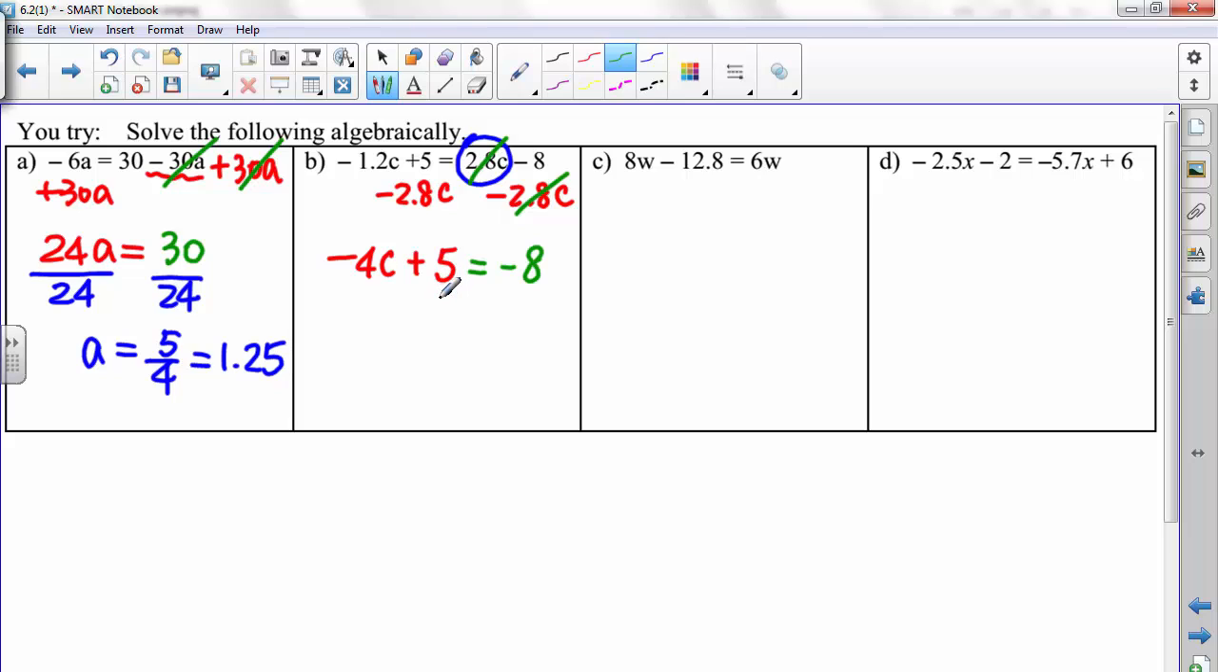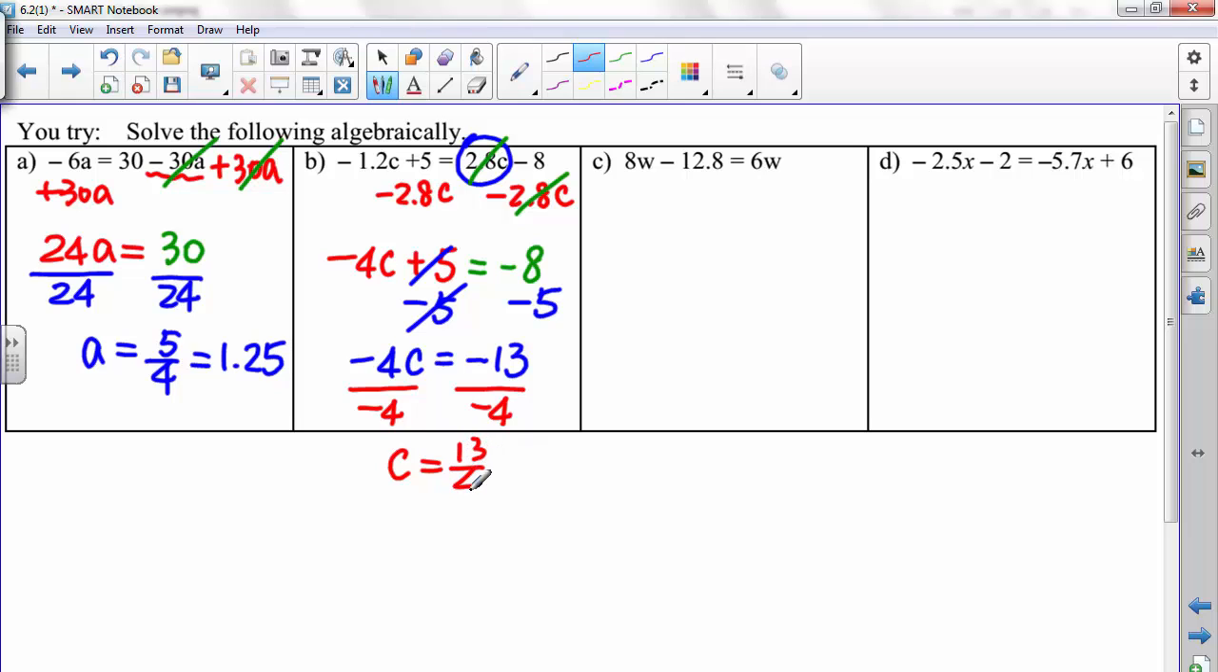Then I want to isolate positive 5 from negative 4c. I subtract 5 from both sides. Positive 5, negative 5, they got canceled out. Negative 4c equals negative 8 minus 5. It's negative 13. Negative 4 times c. The inverse operation is dividing. Divide both sides by negative 4. Therefore, the c value is 13 over 4. You also can say the c value is 3 and 1/4. Or you can just write down 3.25 in the decimal form.